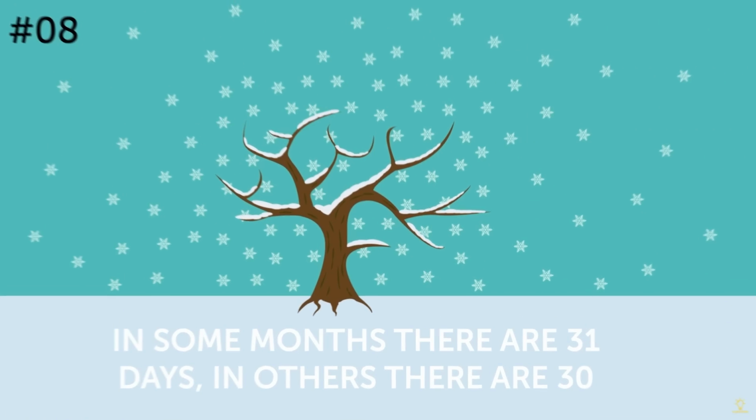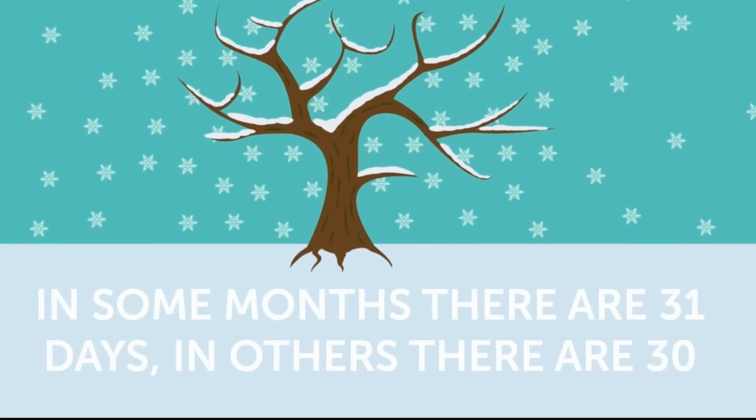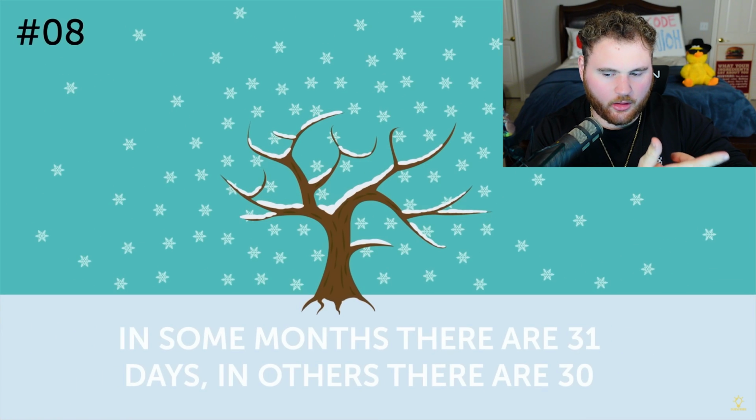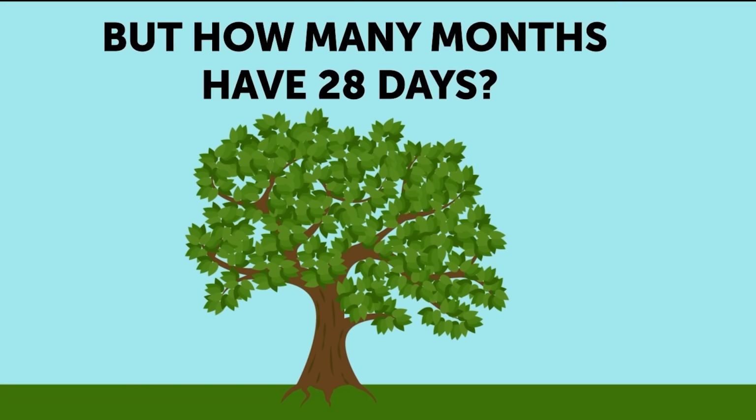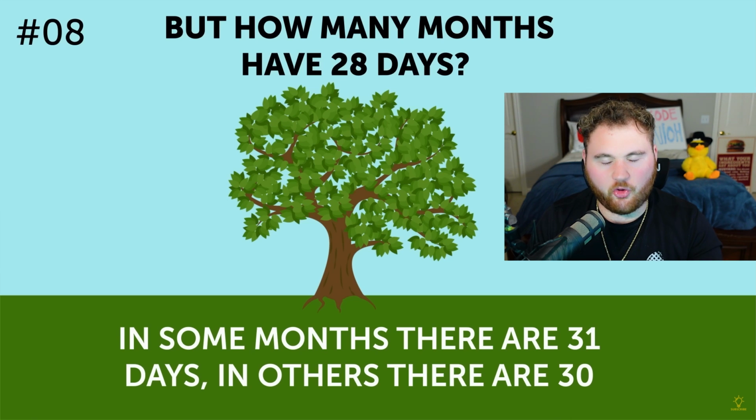Okay, question number 8. In some months, there are 31 days. In others, there are 30. But there's still also 30 days within the 31. The only month that doesn't have 30 is February. February usually has 28 until leap year, then it has 29. But how many months have 28 days? Here's the thing. They all have 28 days.